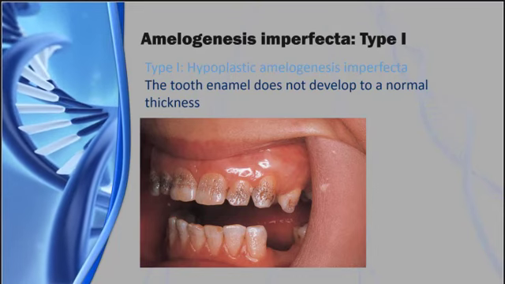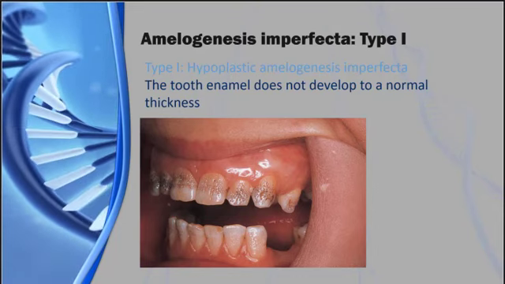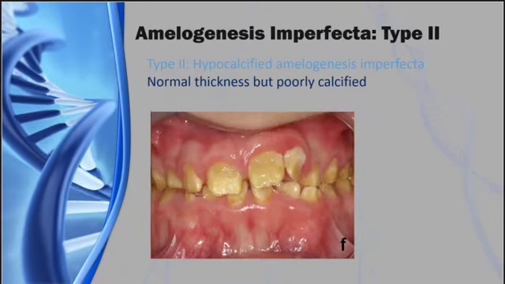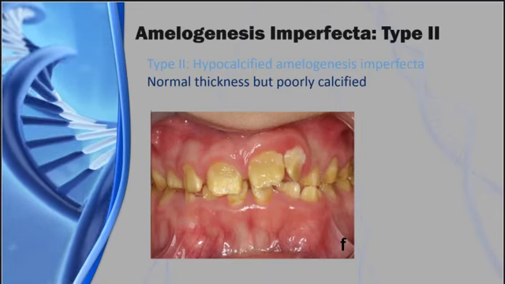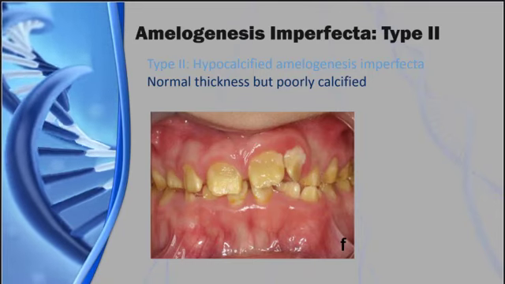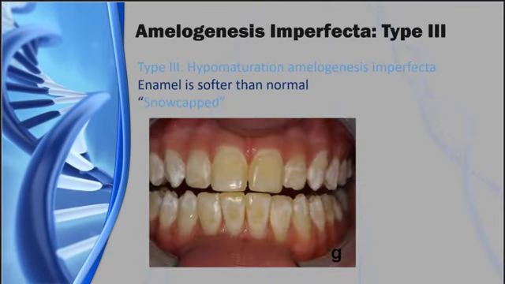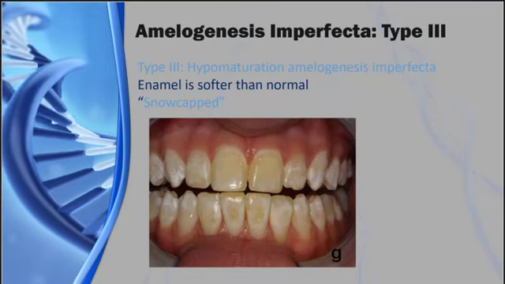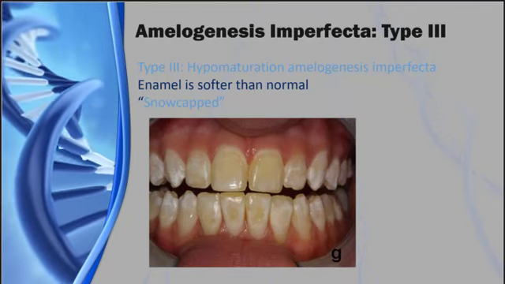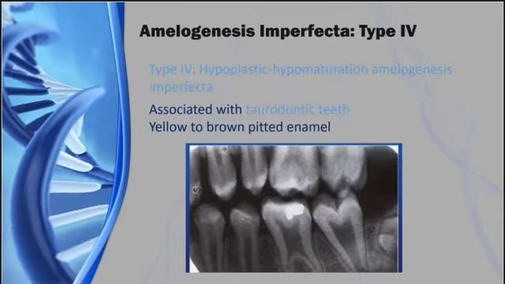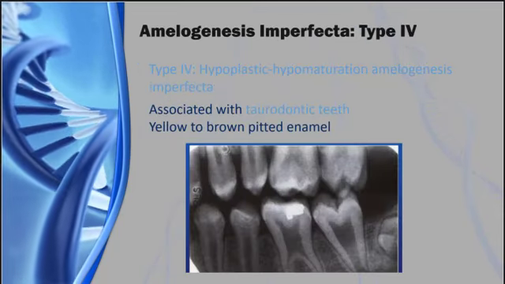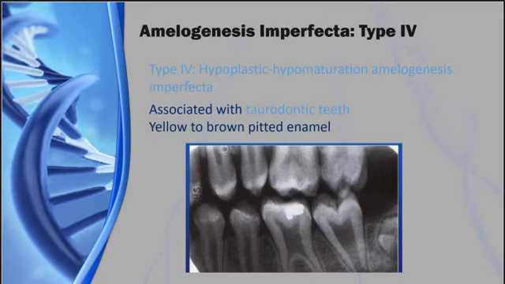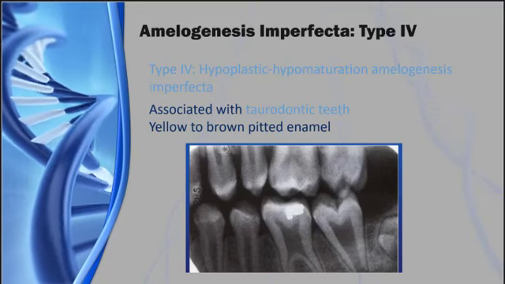The first type involves hypoplastic enamel, so the enamel did not develop into a normal thickness. The second type involves enamel which is developed to a normal thickness but is poorly calcified, so that's going to be type 2. Type 3 is going to be a hypomaturation of enamel. So the enamel is going to be softer than normal and it will have a snow-capped appearance. So that's going to be type 3. And then we have type 4, which is a mix of hypoplastic and hypomature enamel. This type of amelogenesis imperfecta is often associated with taurodontic teeth.